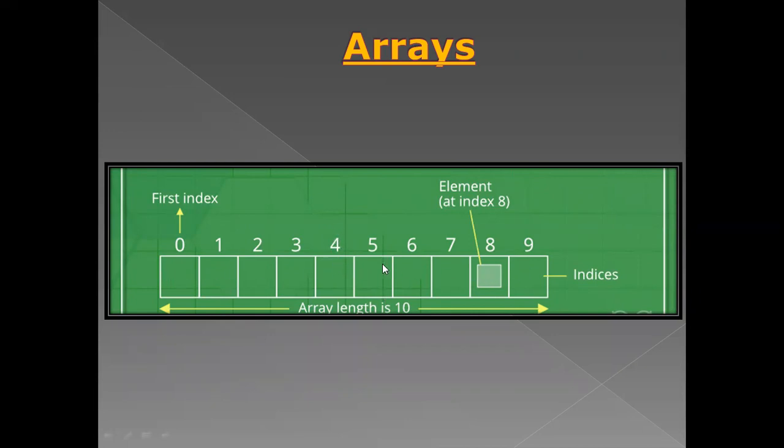So now this total length is what? 10. Why? Because it starts with 0. So obviously the 0th element is also added together. So the total length of the array is 10 only.